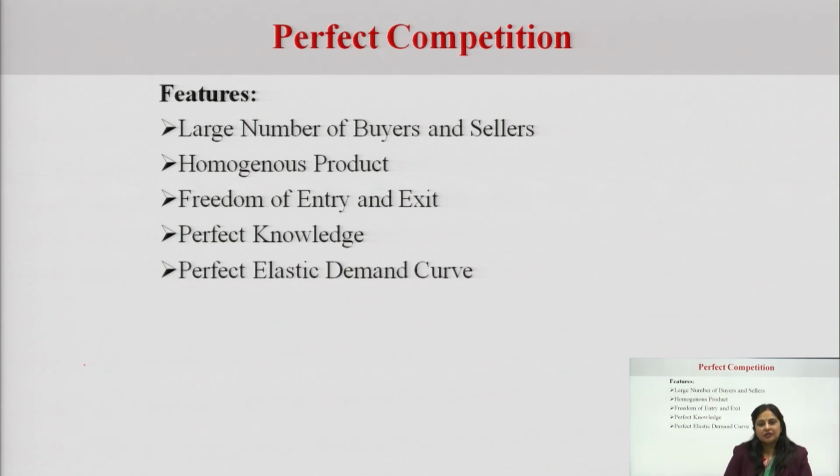There is a perfectly elastic demand curve. Here the price elasticity of demand is equal to infinity. That means the demand is perfectly elastic. It means even if there are minute changes in prices, the demand would be affected by a huge amount. That is why we are saying that the demand is perfectly elastic. And let us recall, if the demand is perfectly elastic, how would the demand curve be? It would be a straight line which is parallel to the x axis. This we have to remember when we will be talking about price and output determination.